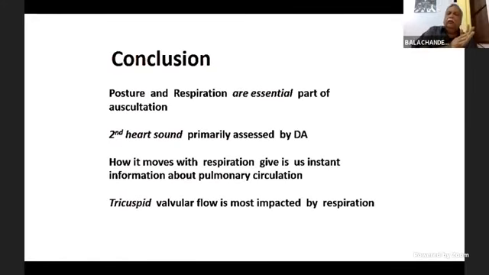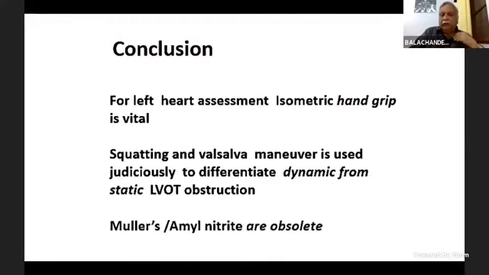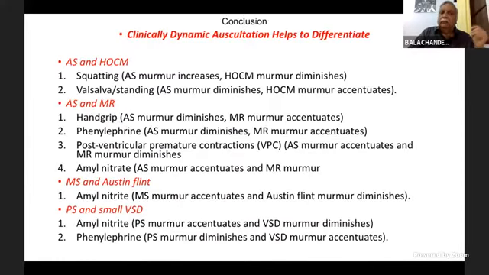So to conclude, posture and respiration are the essential parts of auscultation. The second heart sound is primarily assessed, and how it moves is important for the pulmonary circulation. For the left heart assessment, isometric hand grip. For the right heart, it is the respiration. And squatting and Valsalva maneuver are used judiciously to differentiate the dynamic forms of murmurs, and Mueller's and amyl nitrate are all obsolete. And clinically, dynamic auscultation will help to differentiate AS and HOCM, AS and MR, MS and Austin Flint, and PS and small VSD.